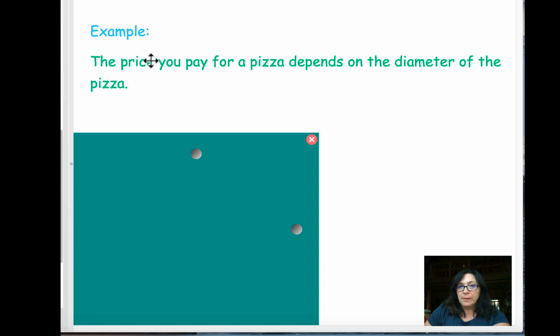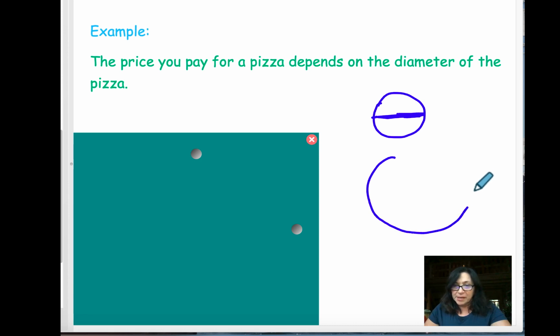Here's another example. The price you pay for pizza depends on the diameter of the pizza. So let's say we have a small pizza, right? This is my radius, and my diameter cutting across like this. Let's say my diameter is 8 inches. Well, if I have a bigger pizza like this, here's my radius coming across, here's my diameter. Let's say I have a 12 inch or 15 inch, whatever the pizza is.